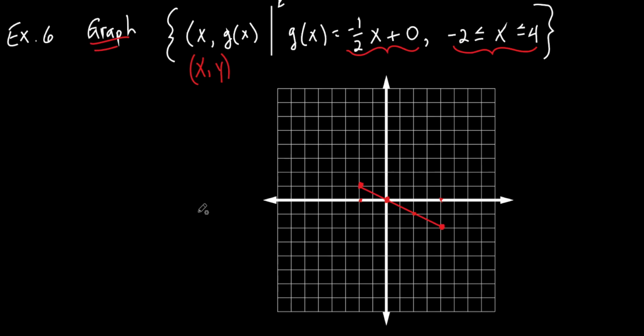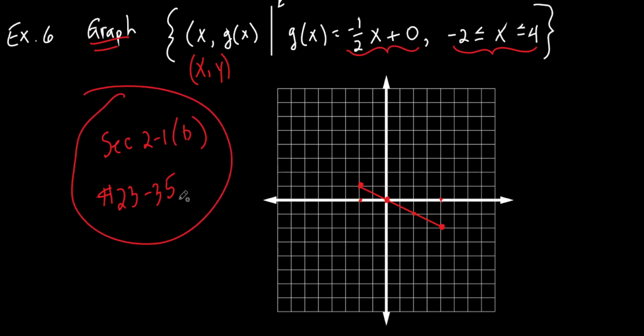Okay? Your homework is 23 to 35. Same section, but you're doing some more. I collected it already. So it's late. All right, so there it is. 2-1B, 23 to 35. And there you go.